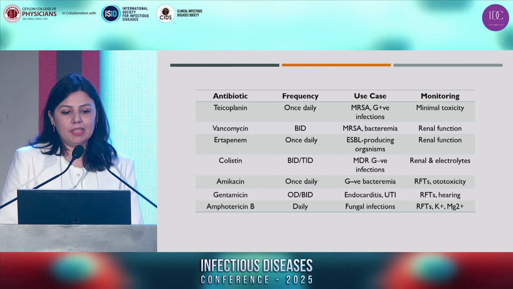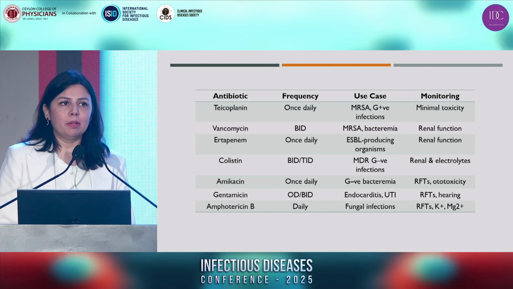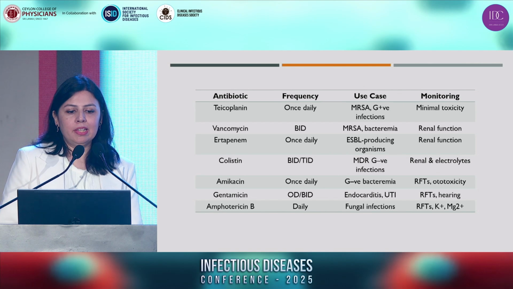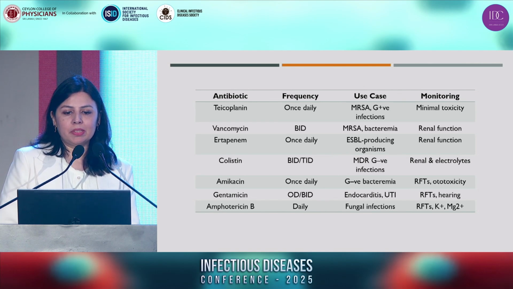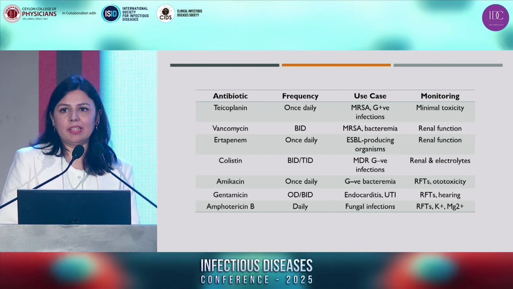For amikacin, it's again once daily. Gram-negative bacteremia is the area where we use amikacin, and it leads to disturbance of the renal function test and ototoxicity that needs to be monitored. Gentamicin is again prescribed once daily, for endocarditis and urinary tract infections. Again, ototoxicity and RFT are a concern. For amphotericin B, electrolytes and the renal function test are of concern.